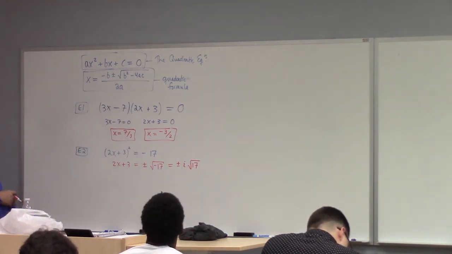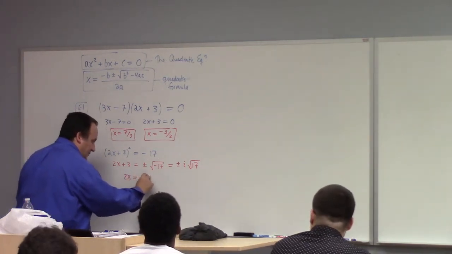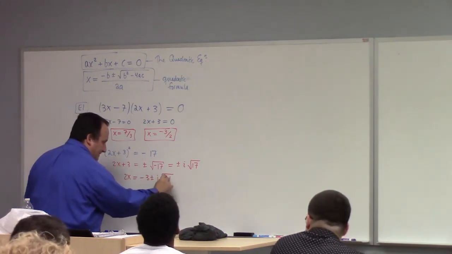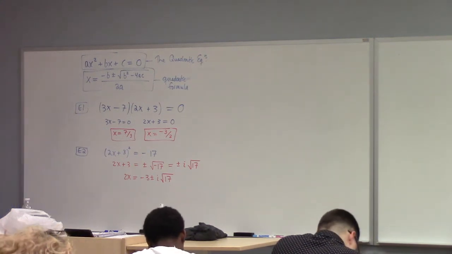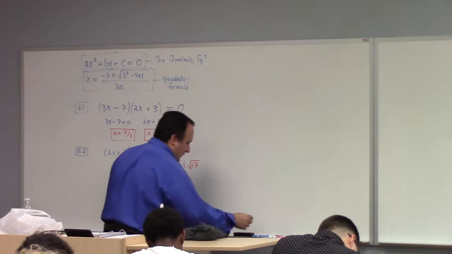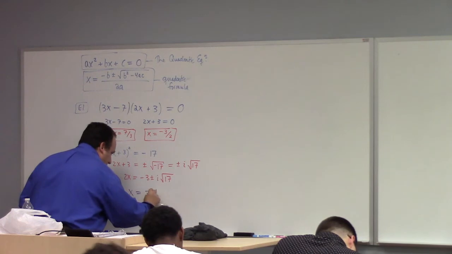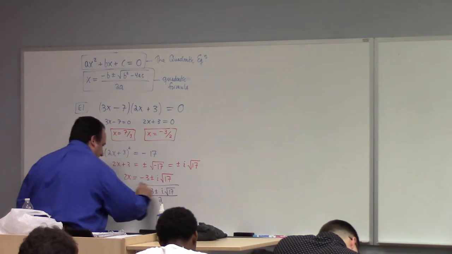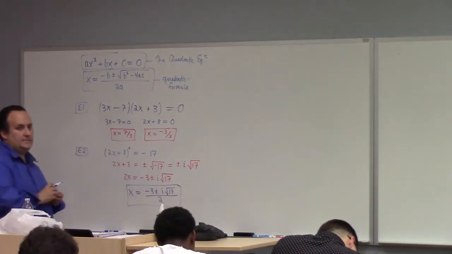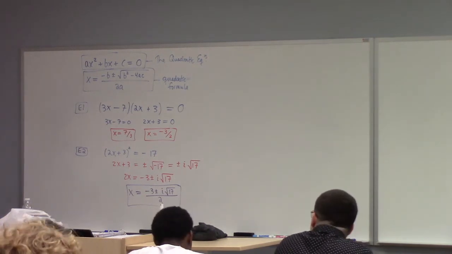Okay? And so then I've got 2x is minus 3 plus or minus i root 17. And then final finishing blow here, divide by 2. What do you got? You've got x equals minus 3 plus or minus i root 17 over 2. There you go. So if you already have a square, don't fight it. Use the square root property, right? If it's already factored, let factoring be your guide, right?